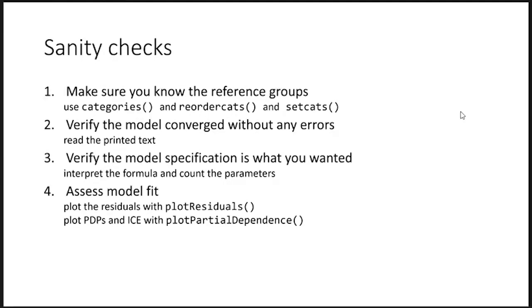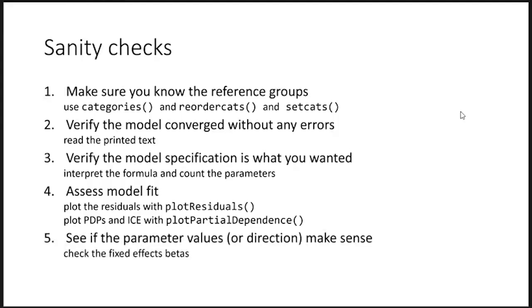You can plot the residuals or plot partial dependence plots and conditional independence plots. I forgot what they're called. And see if the parameter values or direction makes sense. So we saw how we looked. Oh, this is positive. It increases the probability. This is negative. So you should look at your own models and see if they do that. It's important, I think.